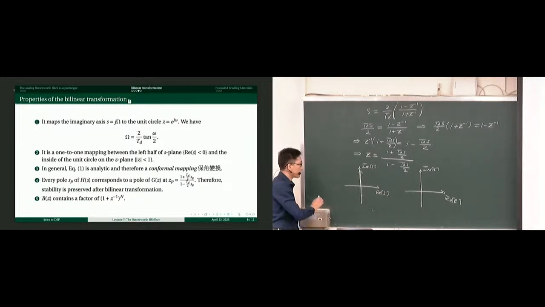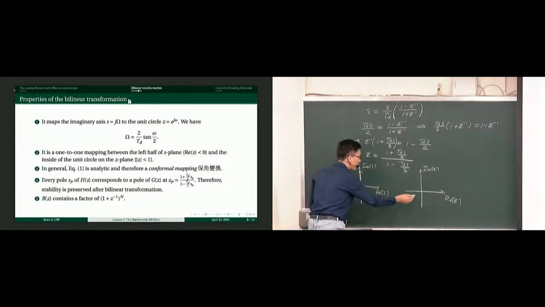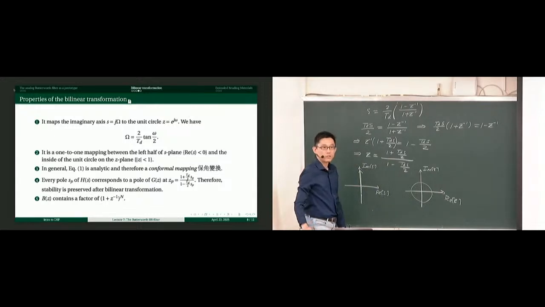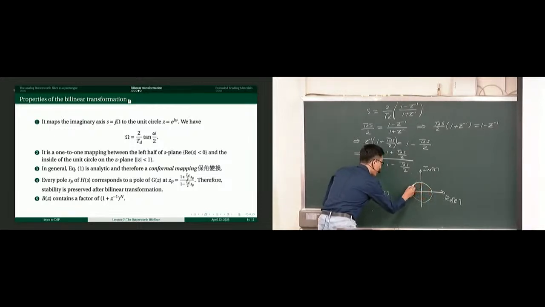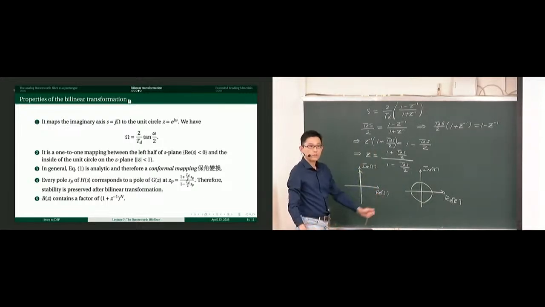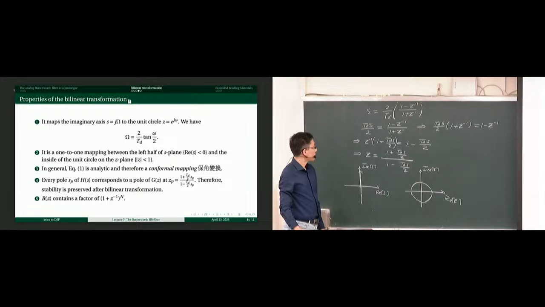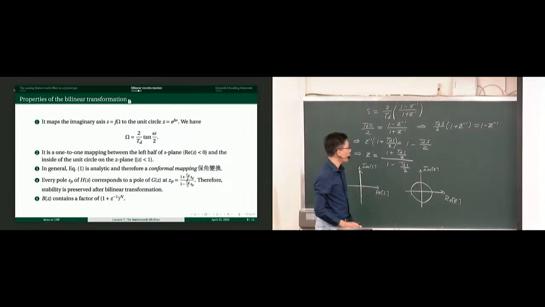Then, transforming to the Z domain, the contour becomes a circle, actually the unit circle. Have we shown that? Is it part of your homework? I forgot, but it's rather pretty easy to show. You just need to show that. But that's a result: the imaginary axis is mapped to the unit circle. That's property one.